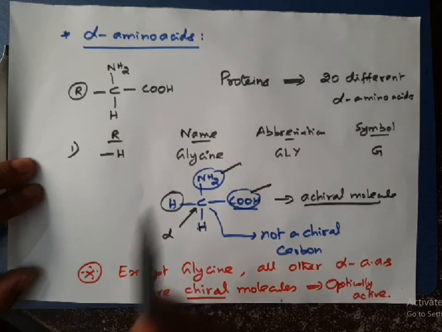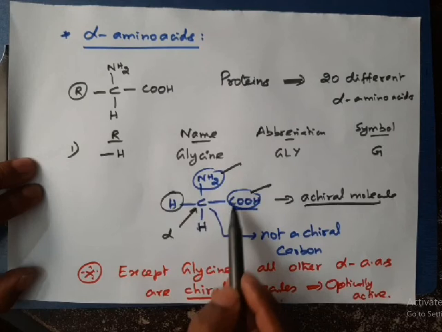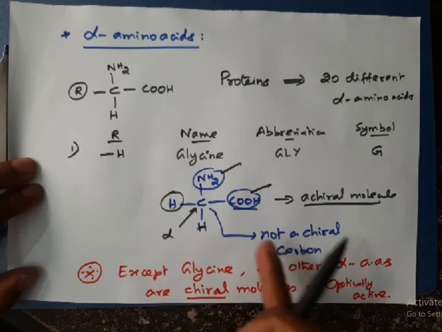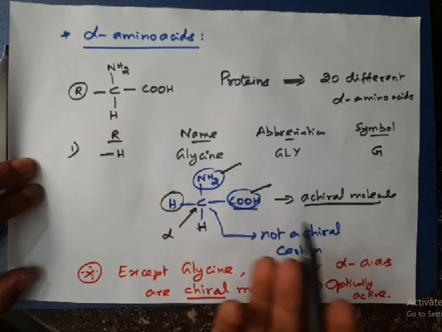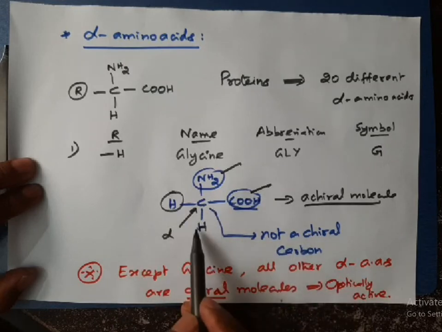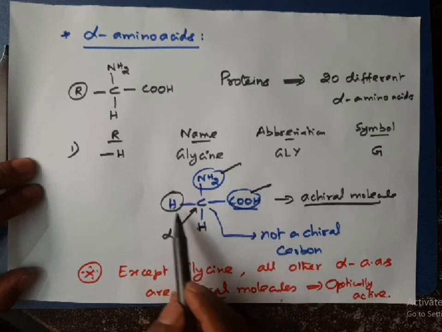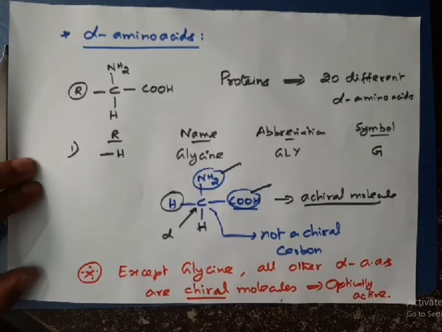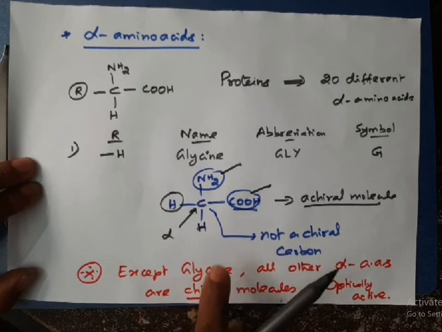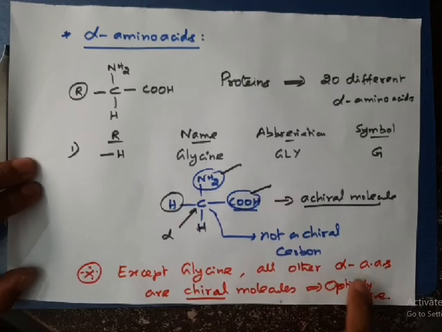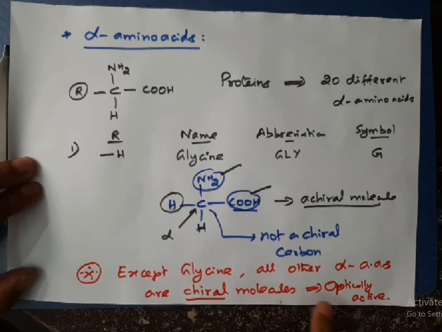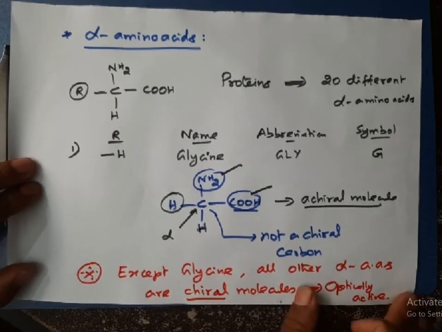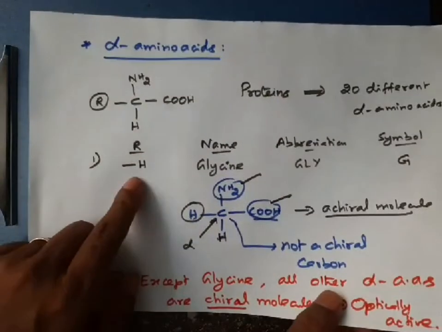Keep this point in mind. In glycine, this carbon is not a chiral carbon. You know very well, a chiral carbon means all four groups are different. But now these two atoms are the same, similar atoms. Therefore, this carbon is not a chiral carbon. So except glycine, all other alpha amino acids are chiral molecules and they are optically active. So this is the first one, called glycine.